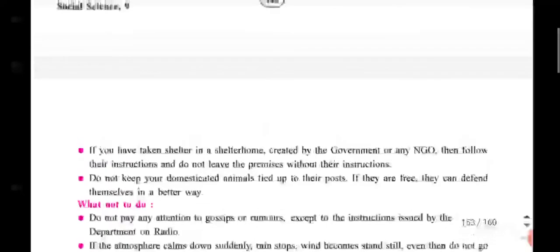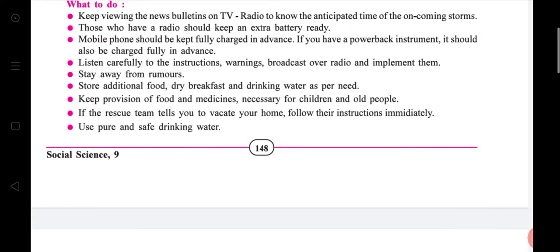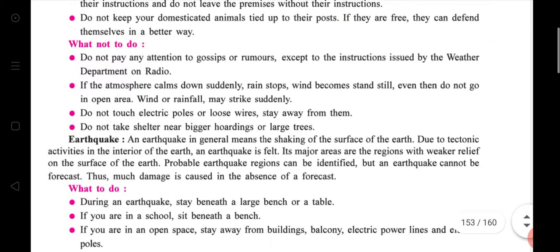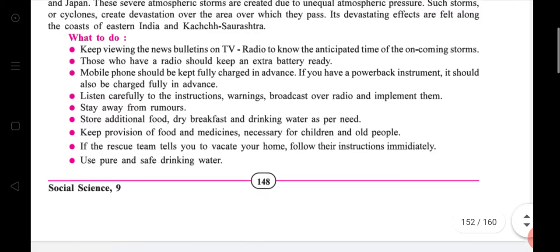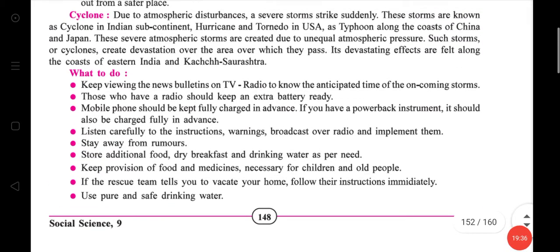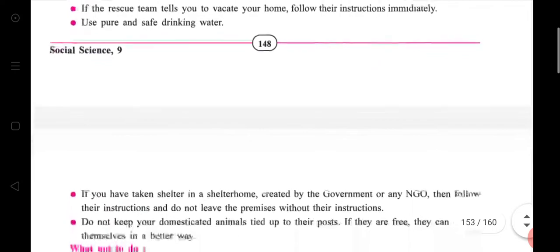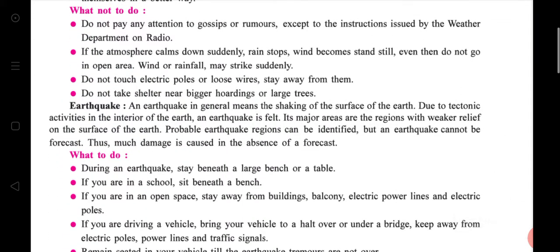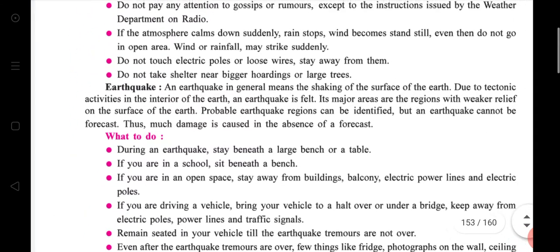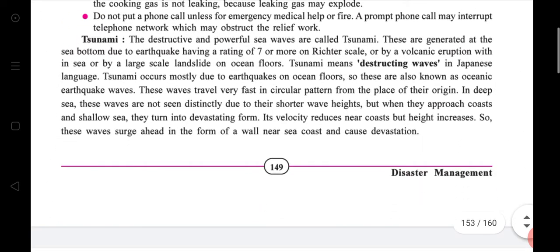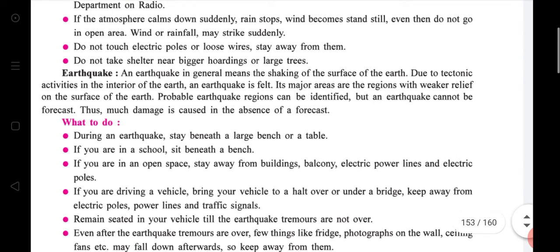So there are 4 points in what not to do and 8 to 10 points in what to do. So now you just read it and then we'll start our next disaster, earthquake. I know it is very easy. Still, if you read it one time, it is very easy for you to learn. And we will repeat some points after completing the earthquake.